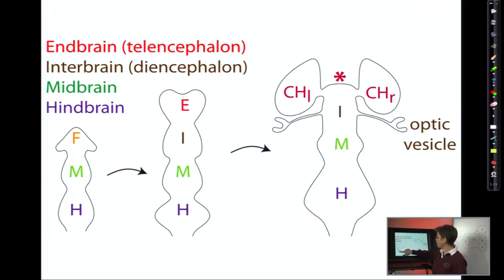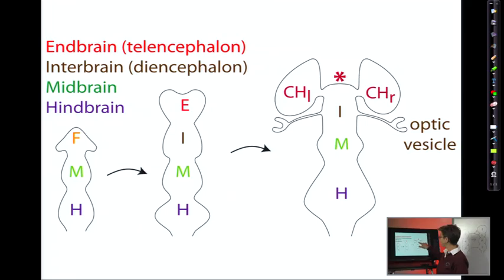What happens is that the hindbrain and midbrain stay as swellings, but the forebrain divides to become two different swellings. One we're going to call the interbrain, also called the diencephalon, and the other is the end brain, also called the telencephalon. From the interbrain and the end brain, we're going to get the thalamus and hypothalamus, but also the cerebral hemispheres. But before we get to the cerebral hemispheres, I want to make one very critical point.